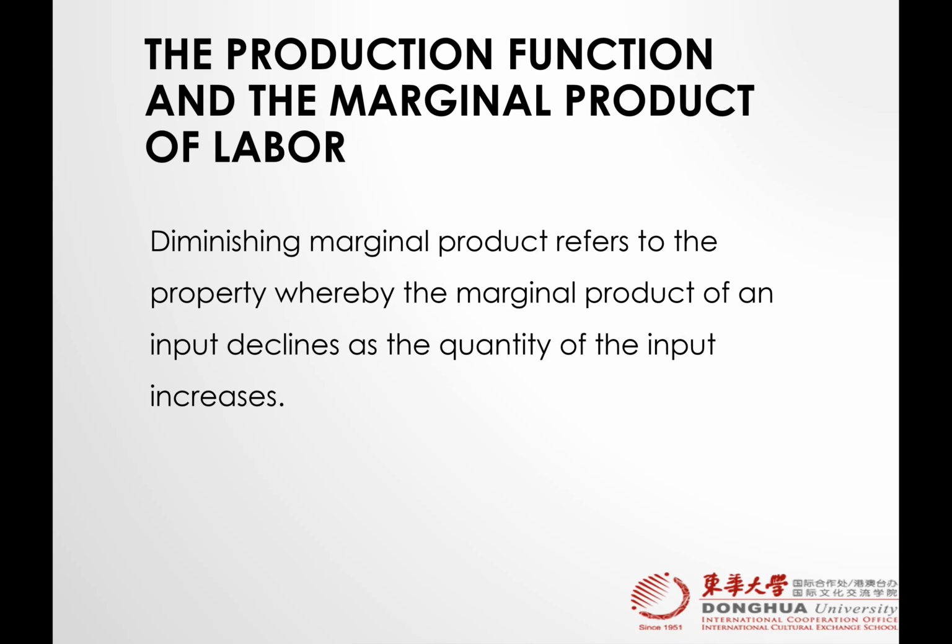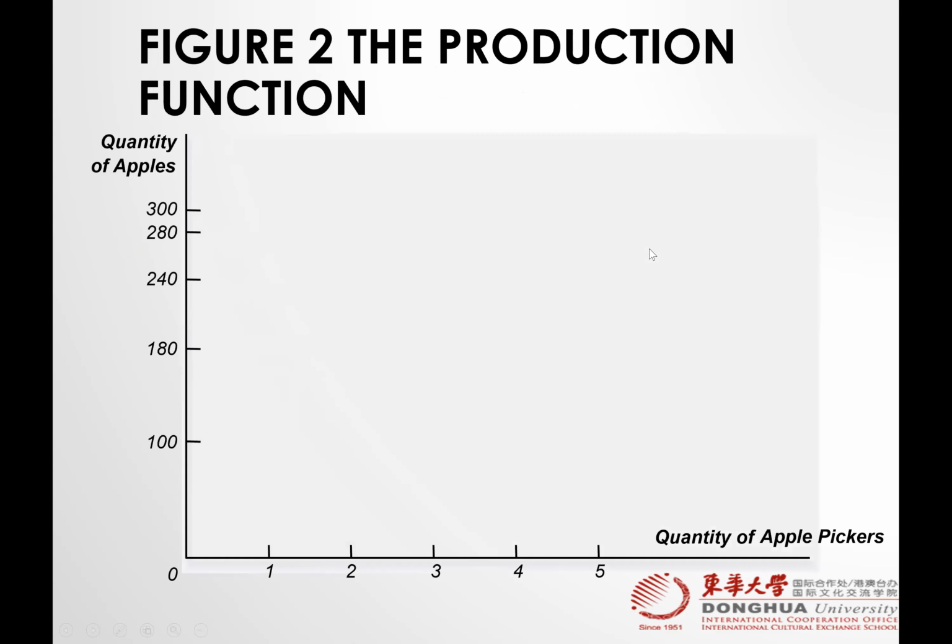But before that, the tagline here is that diminishing marginal product refers to the property whereby the marginal product of an input declines as the quantity of output increases. So basically they are saying that the total output is increasing at a decreasing rate. So here we go. This is the production function graph, which shows the relationship between output and the input.